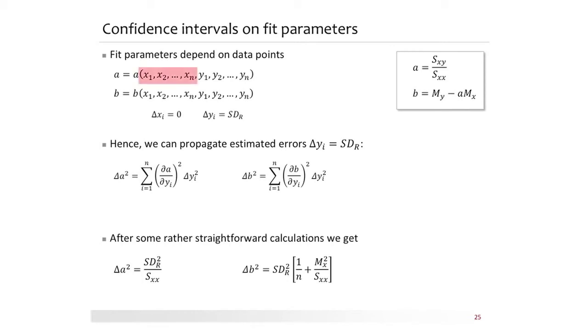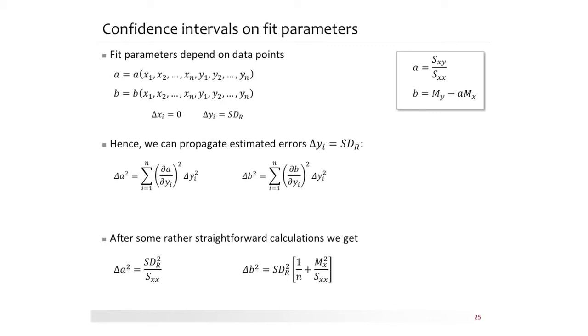And now, for the variables from x1 to xn, these errors are zero, as I told you. This is the fundamental assumption of a regression. These are assumed to be measured accurately. And then y1 up to yn, they all have the same error, dR. This is our guessed error on y.